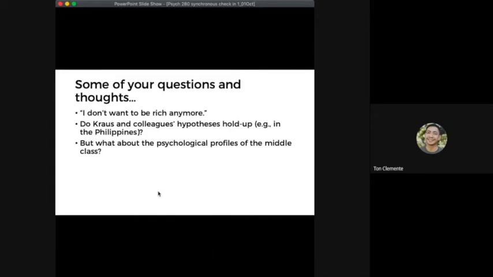A lot of you actually asked about particular hypotheses of Krauss, the pro-sociality, the empathy components. Do they hold true or do they hold up even in the Philippines? It's an empirical question. So that's something that we need to test. In fact, I like that reading because they just present hypotheses. Of course, they've tested that using American samples, but it's something that we can think about and see whether we can test them here in the Philippine context.